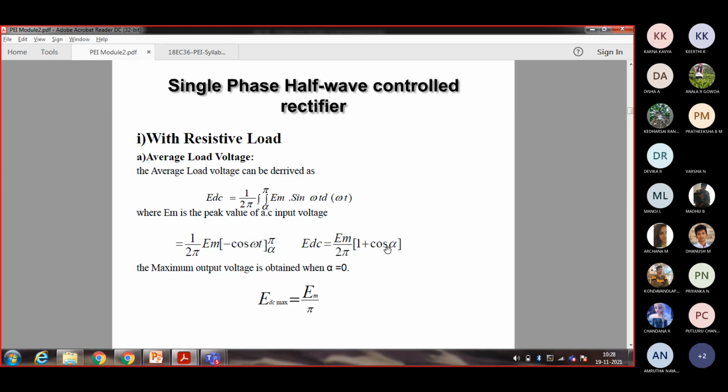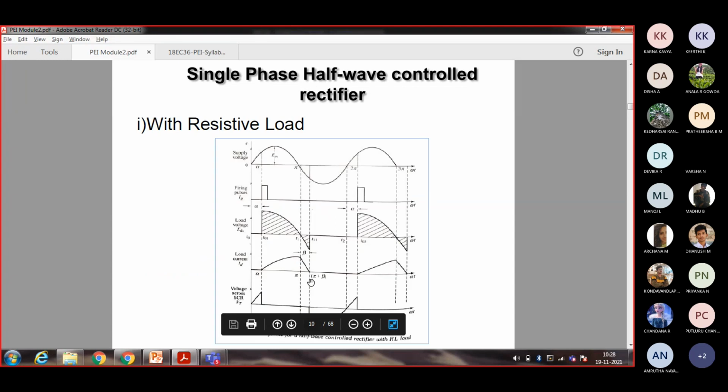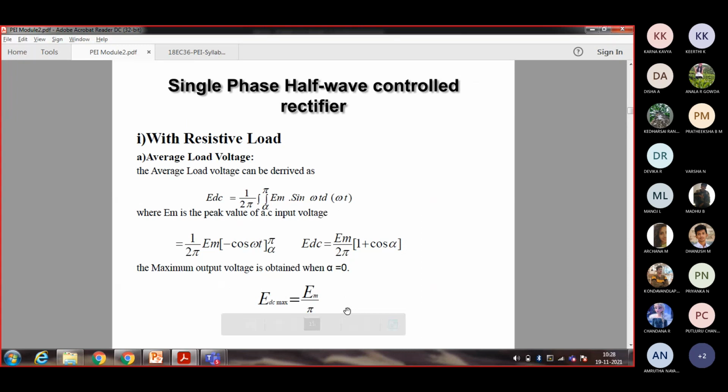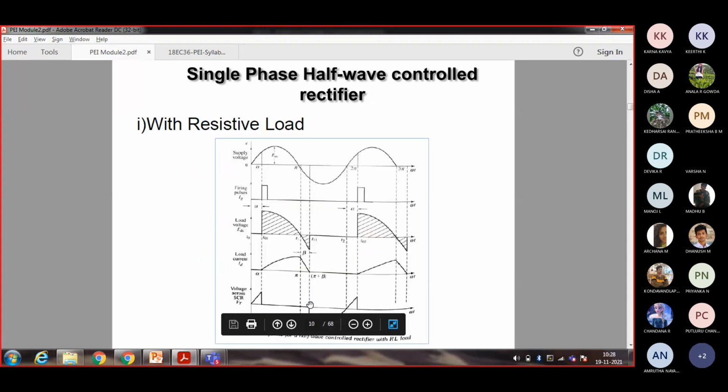So EDC maximum you're going to get is Em divided by pi. The maximum output voltage you're going to get is Em divided by pi. That is the maximum voltage we are going to get, so you can get the voltage across this one.